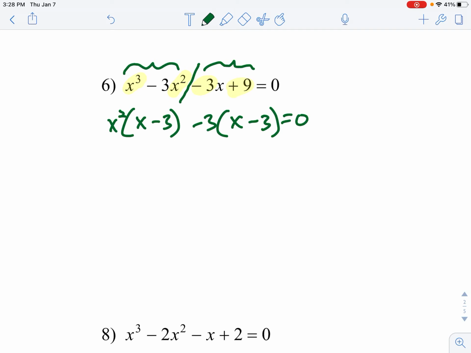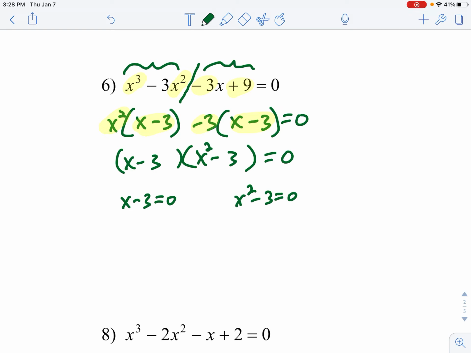And then how do you finish grouping? You put down 2 sets of parentheses. The x minus 3 that matches goes in one set, and then the other numbers, x squared minus 3, goes in the other set. So now it's factored. It cannot be factored anymore, so you need to set each factor equal to 0.